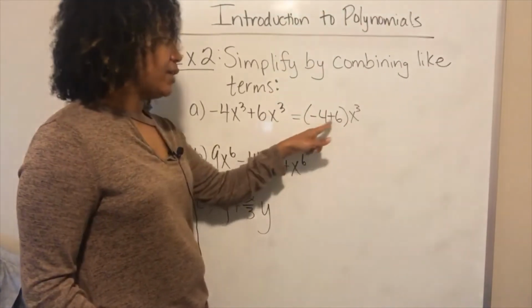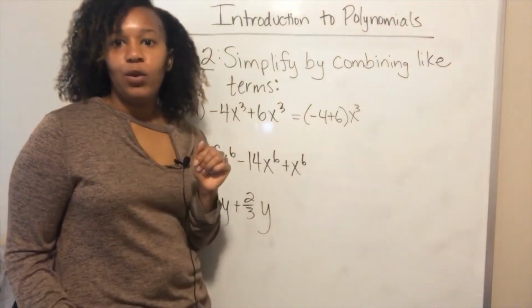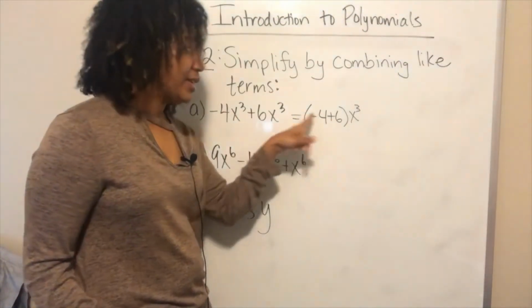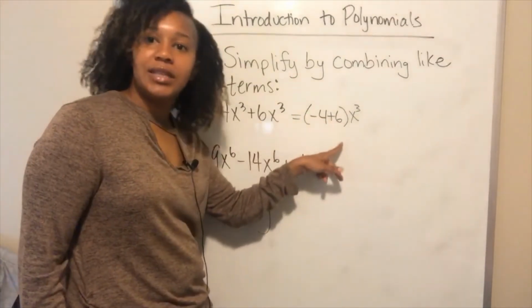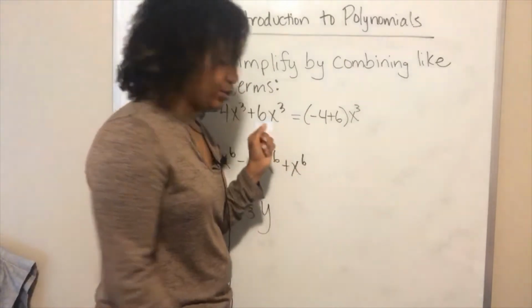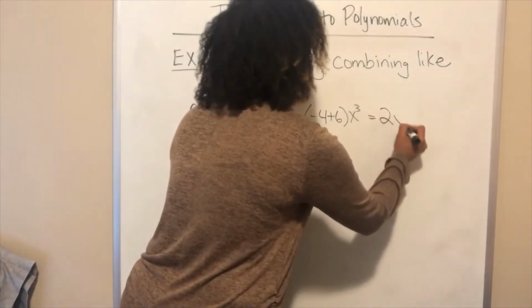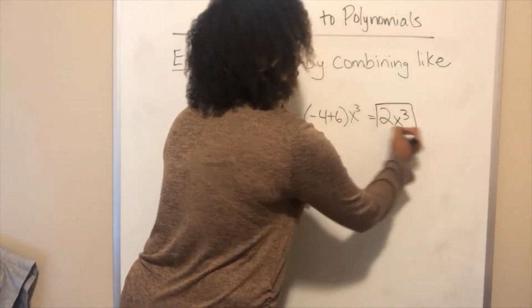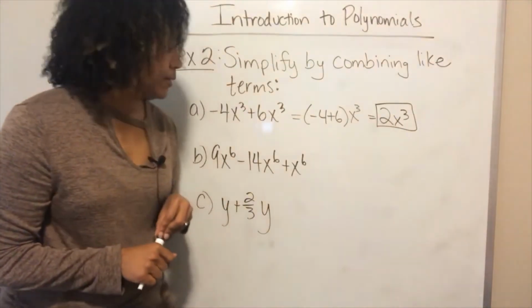So what is -4 plus 6? -4 plus 6 is a positive 2. It's like saying I owe somebody $4. I gave them $6. That means I gave them $2 extra. So that's a positive 2. So this will be 2x to the third. That is how we would combine those.